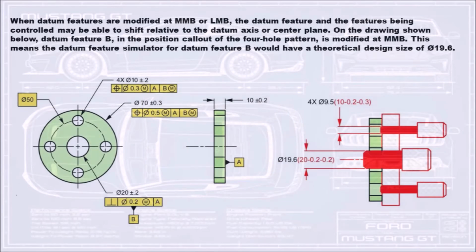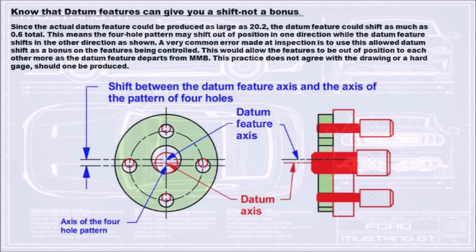When datum features are modified at MMB or LMB, the datum feature and the features being controlled may be able to shift relative to the datum axis or center plane. On the drawing shown below, datum feature B, in the position callout of the 4-hole pattern, is modified at MMB. This means the datum feature simulator for datum feature B would have a theoretical design size of diameter 19.6. Know that datum features can give you a shift, not a bonus.